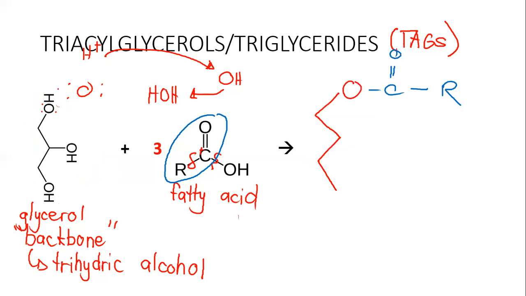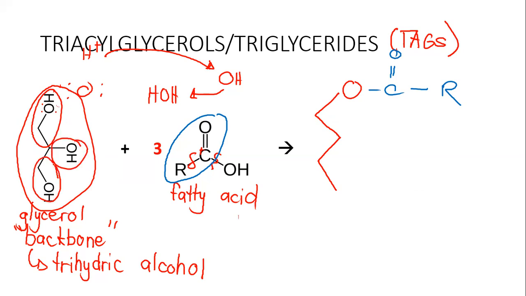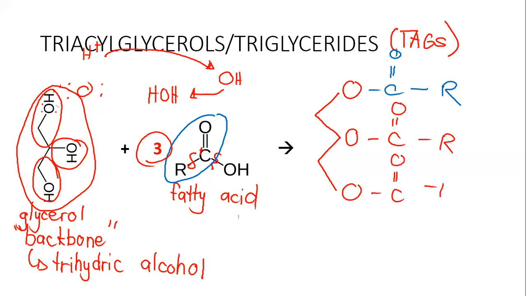Since meron siyang tatlong OH groups, okay, then yung chemical reaction na nangyayari dito sa OH na to is pwede rin mangyari here and pwede rin mangyari here. Which means the condensation reaction can happen 3 times given na meron tayong tatlong fatty acids or tatlong carboxylic acids. So we will just repeat the result 3 times. So another, the second, and then the third. So ito na class yung formation at ito na yung structure ng ating triacyl glycerols or TAGs.